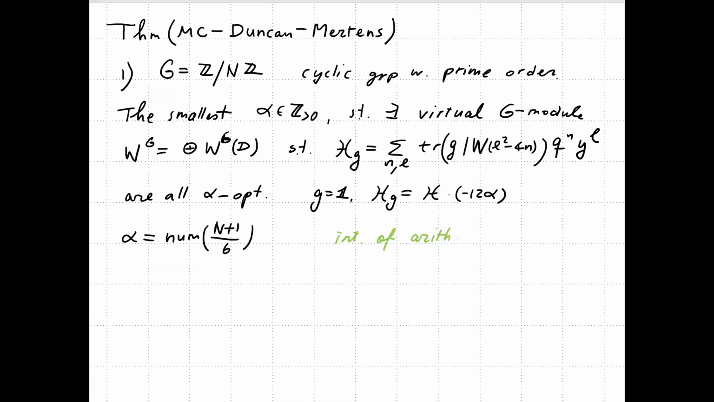And it has a nice interpretation in terms of arithmetic geometry that I'm not going to get into. Now, that was for any cyclic group of prime order. Now you take, for instance, the Mathieu group M11, and now you can show that such alpha is 2.